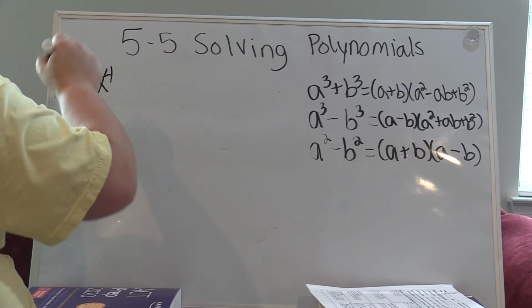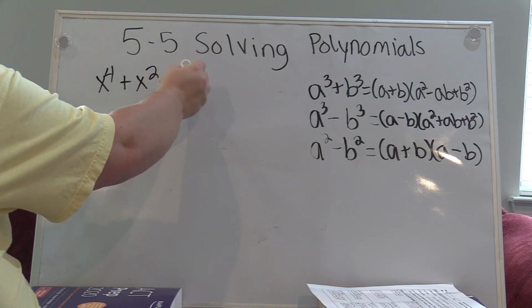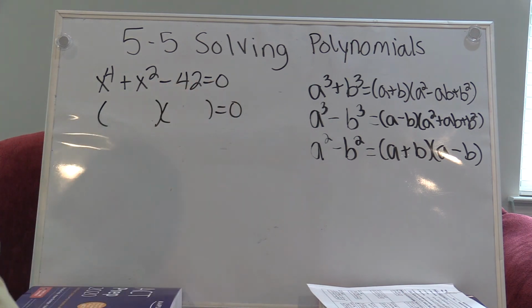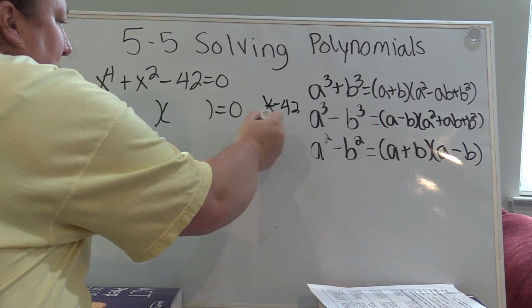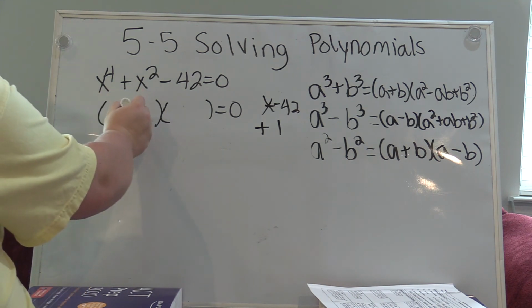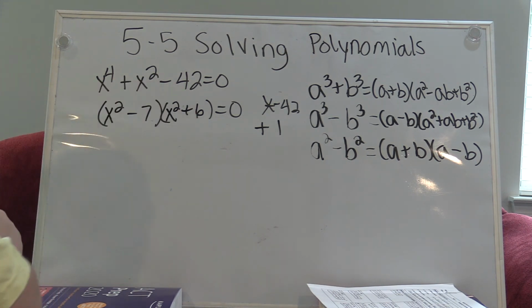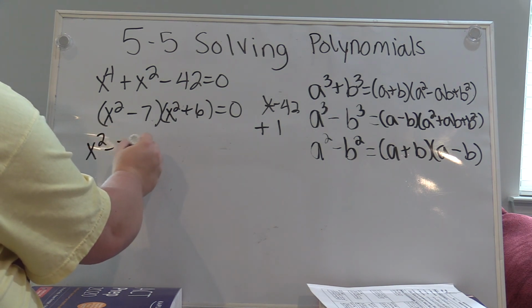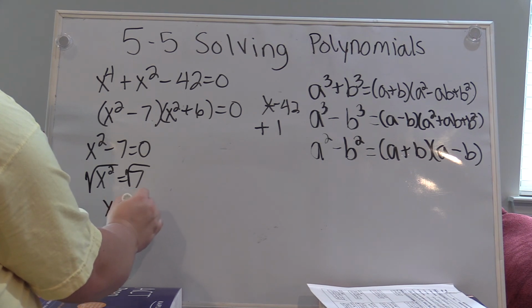X to the 4th plus x squared minus 42 equals 0. What numbers multiplied together to give me negative 42 and added together to be 1 will be negative 7 and positive 6. So this is x squared and x squared. Now we break this down and solve. X squared minus 7 equals 0. X squared equals 7. Square root of both sides. X equals plus or minus the square root of 7.